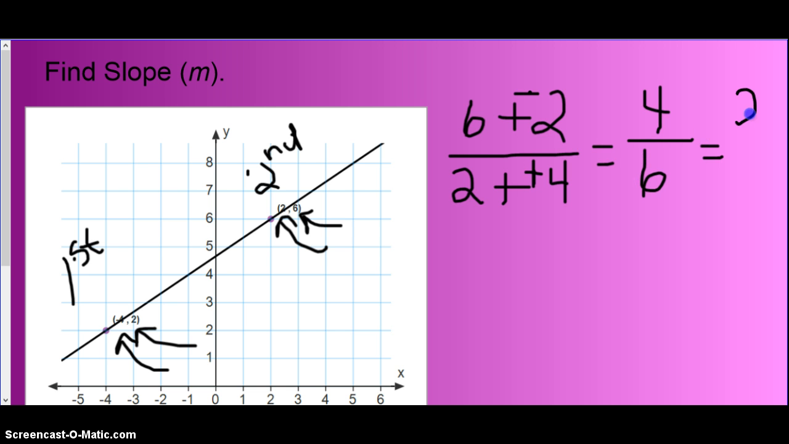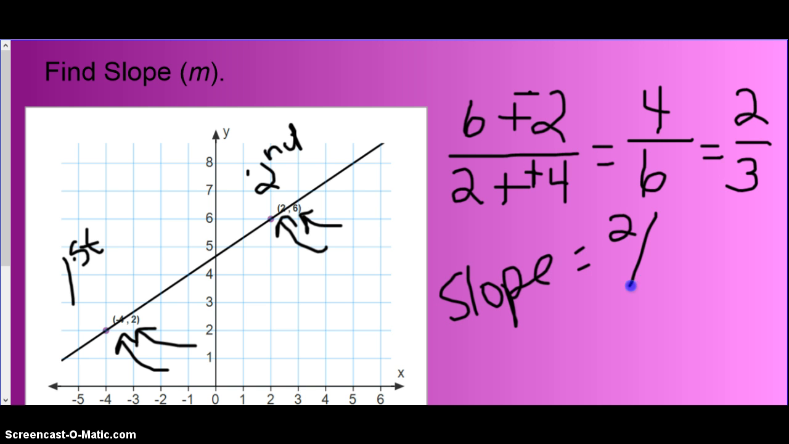And we will simplify this fraction into 2/3. So I have a slope of 2/3. Hopefully that's what you got.